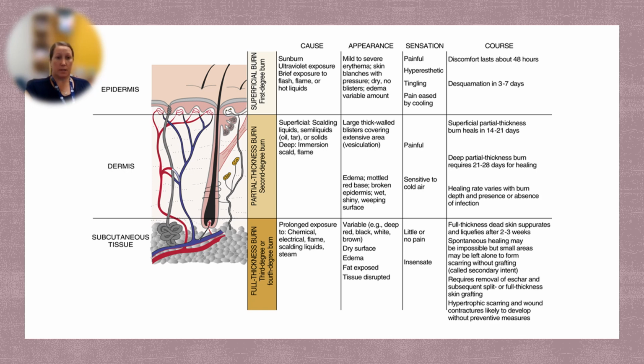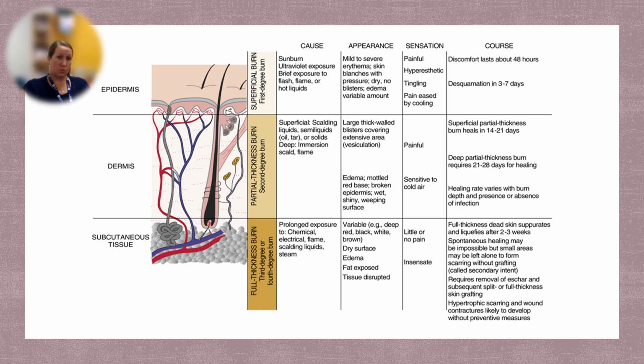Here's a breakdown of the different layers of skin, from the epidermis, dermis, and subcutaneous tissue. And you can see what the cause of those burns are. So for example, in the epidermis, that would be your typical sunburn. It can be mild to severe: redness, dryness, blisters, edema. It can be painful. There can be tingling. The discomfort usually lasts for about 48 hours.